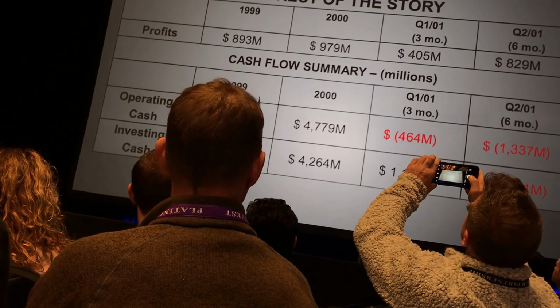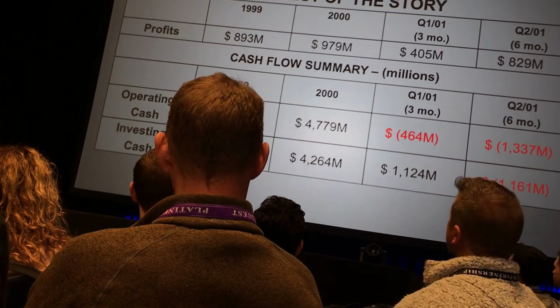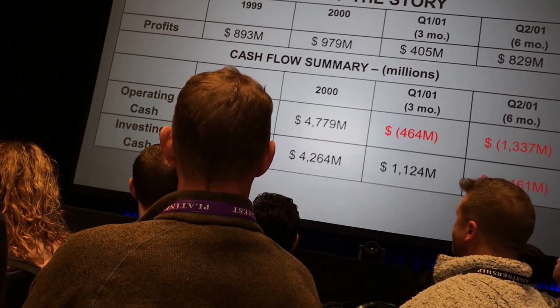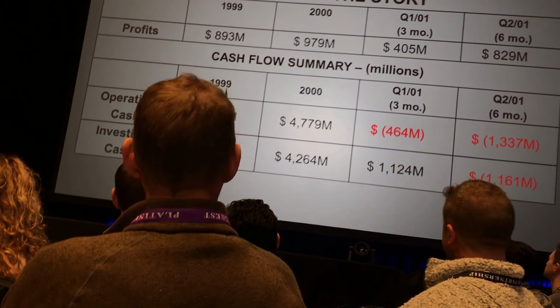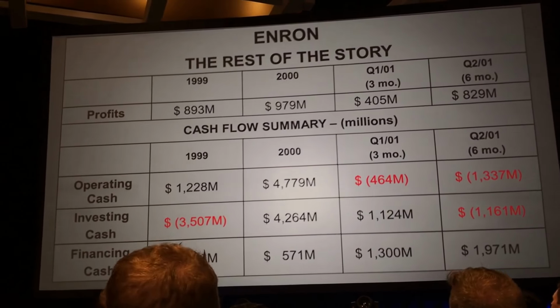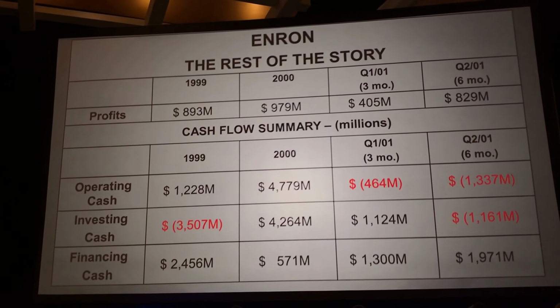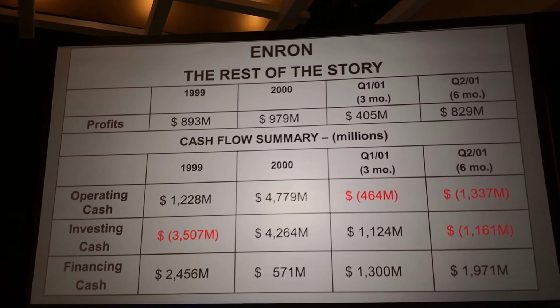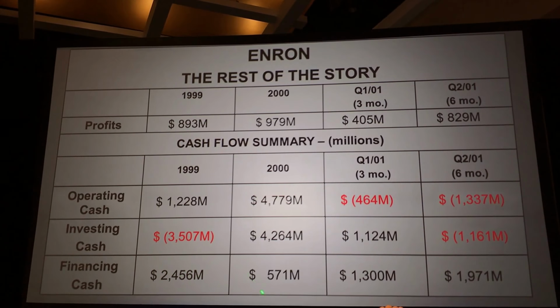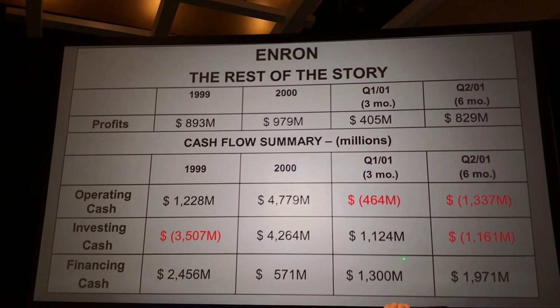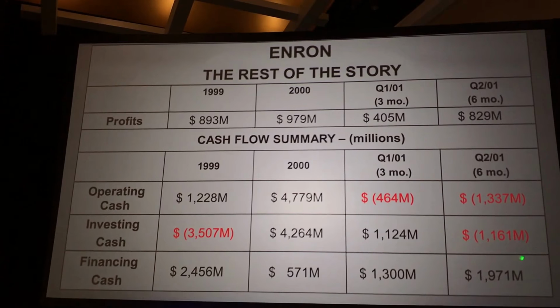Here comes F cash. If you see a black number, that means they borrowed money. If you see a red number, that means that they repaid money. If you see a black number, that means they borrowed money. Borrowed 2.5 billion, borrowed 600 million, borrowed $1.3 billion, borrowed almost $2 billion.